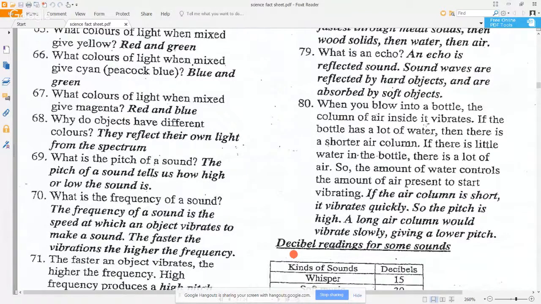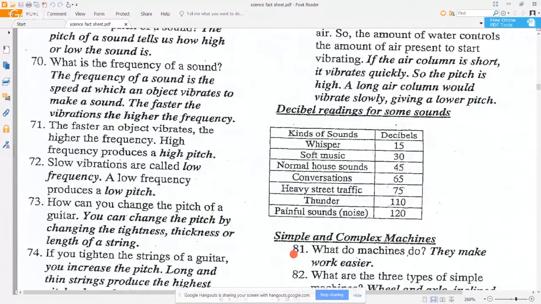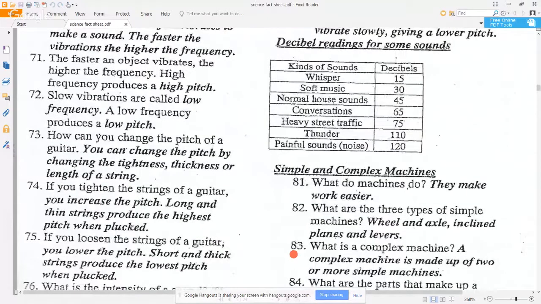Let's look at this decibel reading for some sounds. A whisper is about 15 decibels, soft music 30, normal house sounds 45, conversations 65, heavy street traffic 75, thunder 110, and painful sounds or noise 120 decibels.